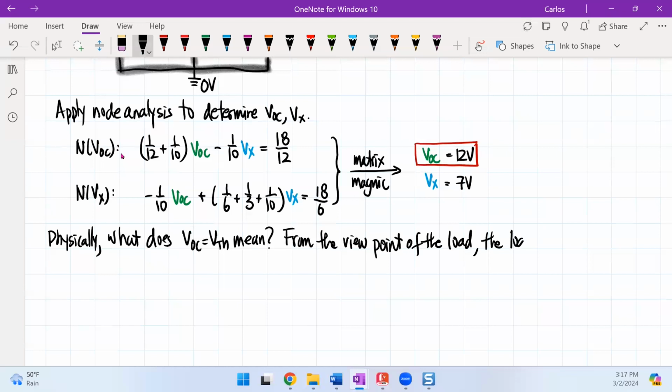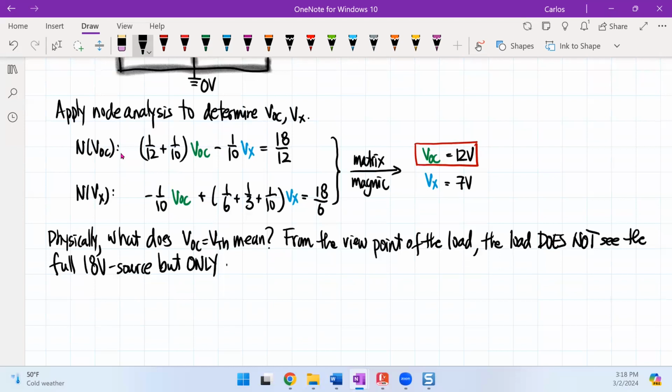From the viewpoint of the load, the load does not see the full 18-volt source, but only a fraction of it.